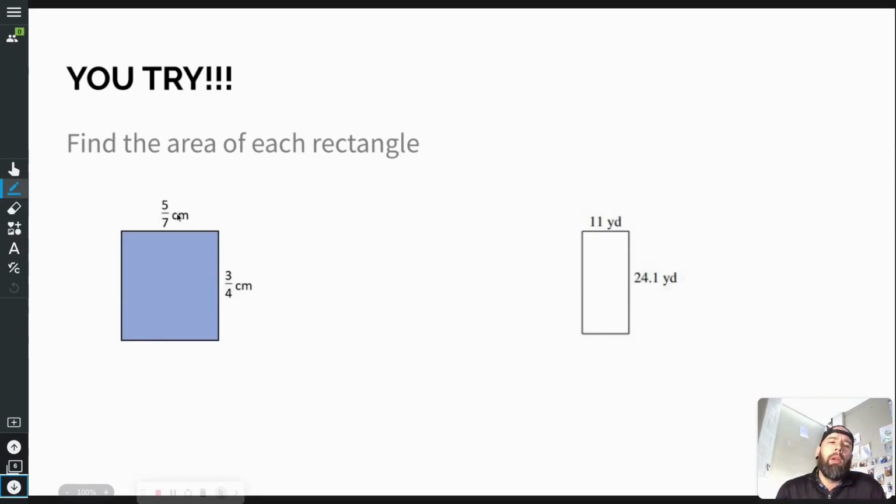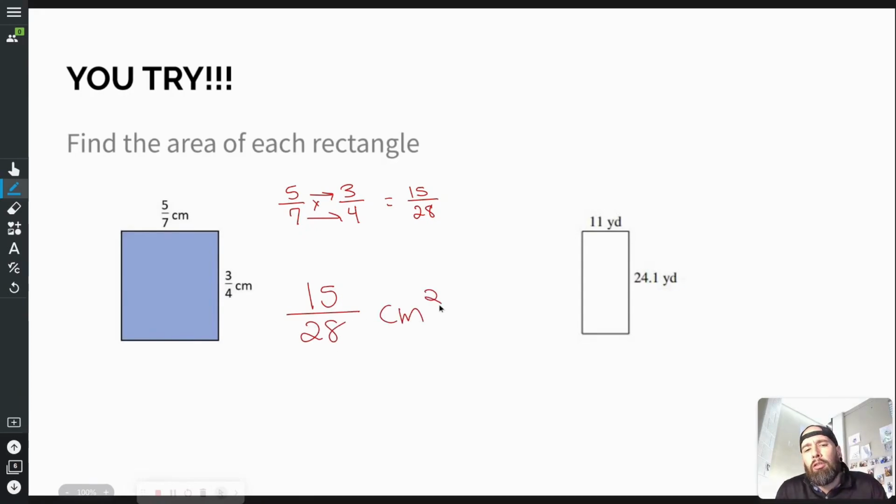Here are the bad ones. All right, let's multiply these fractions together. 5/7 times 3/4. Multiply straight across the numerator to get 15. Straight across the denominator to get 28. I can't simplify that any further. So 15 over 28 centimeters squared.